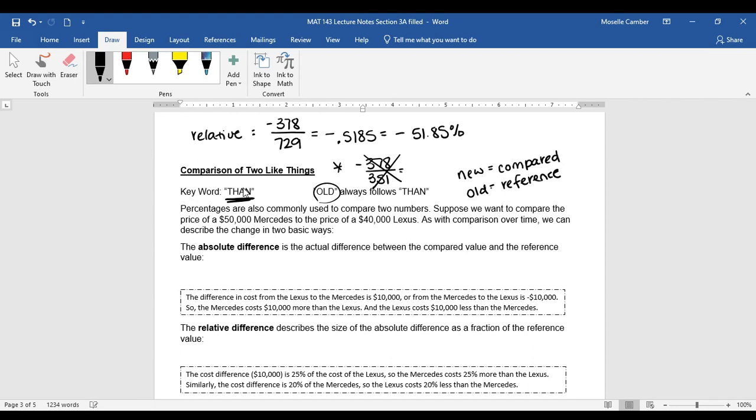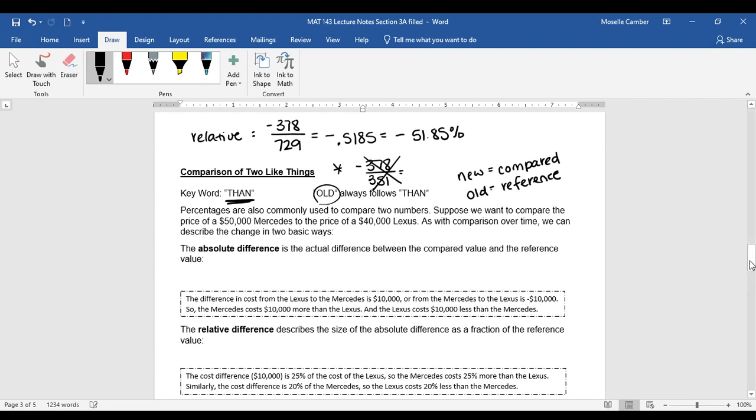So let's say we're comparing the price of a Mercedes to a Lexus. Let's say the Mercedes costs $50,000 and the Lexus costs $40,000. So just like before, we can look at the actual dollar difference or the actual number difference, or we can look at a percent difference. So we can say the Lexus is a certain amount less, or we can say that it's a certain percentage less, just like we could with the comparison over time. Okay, so absolute difference is still going to be new minus old.